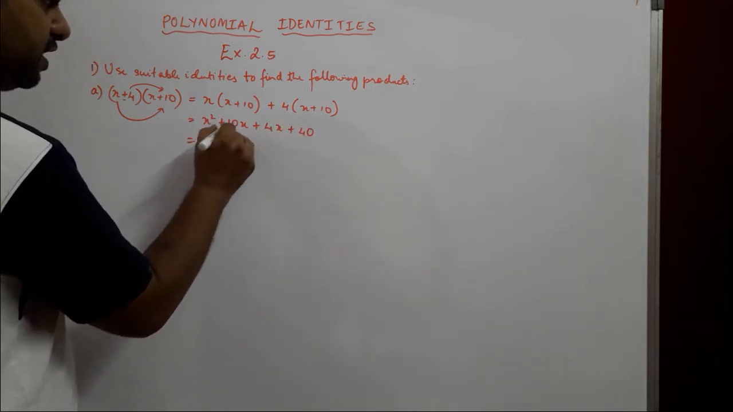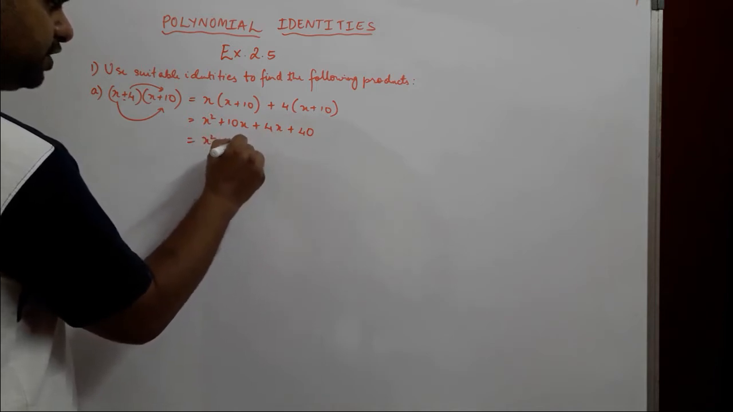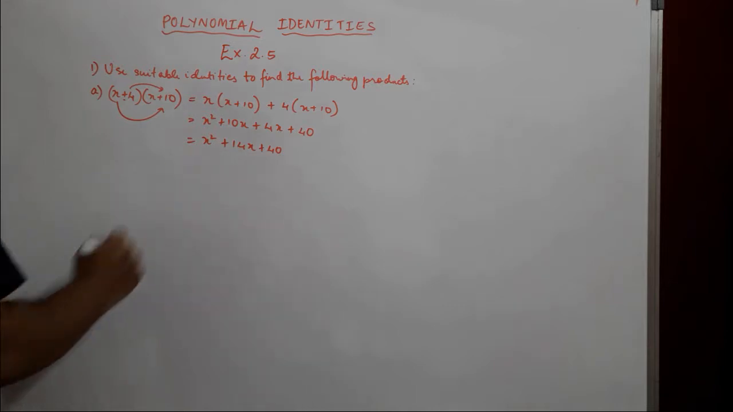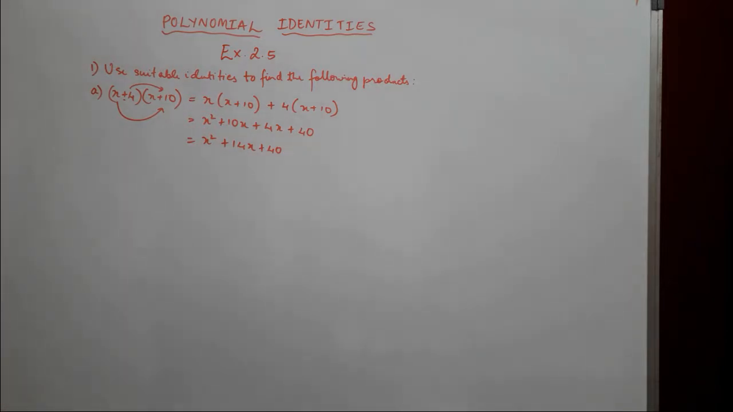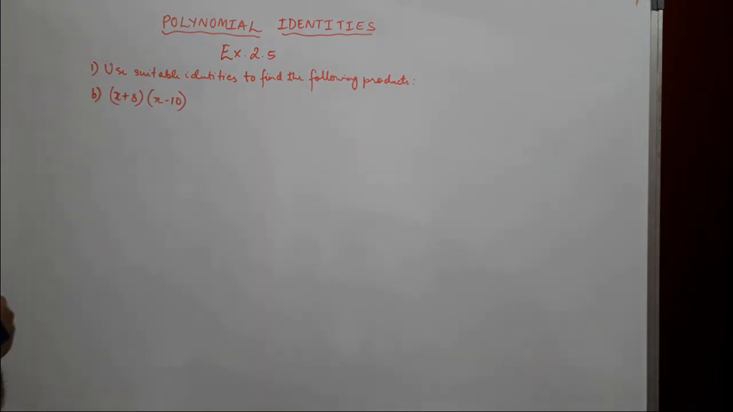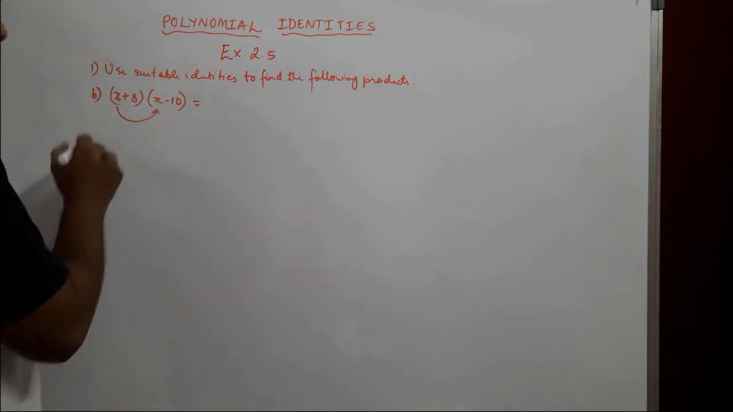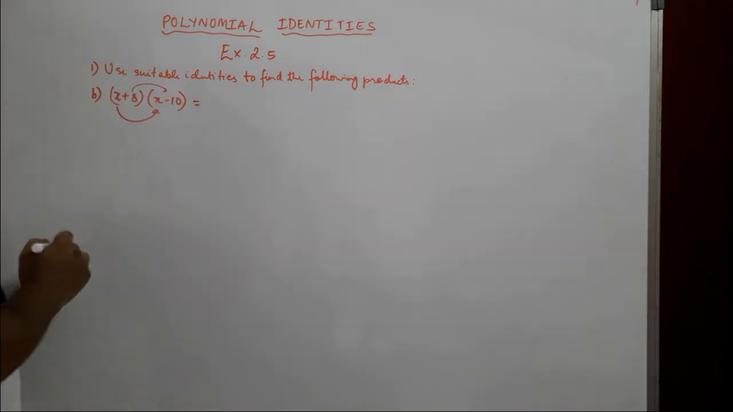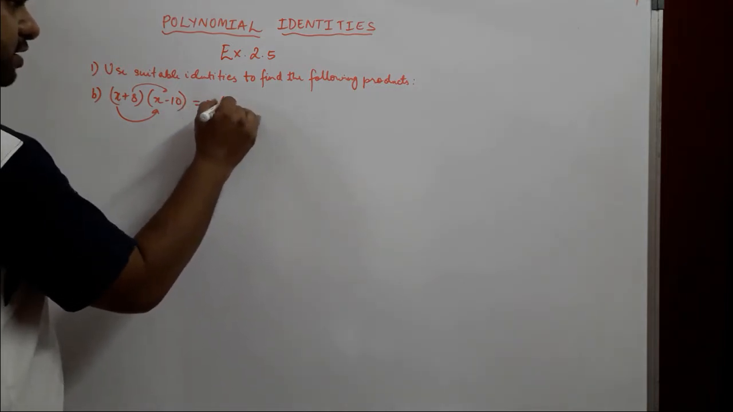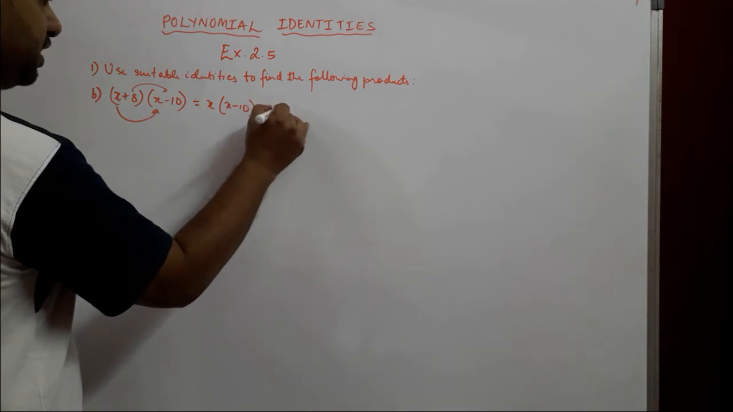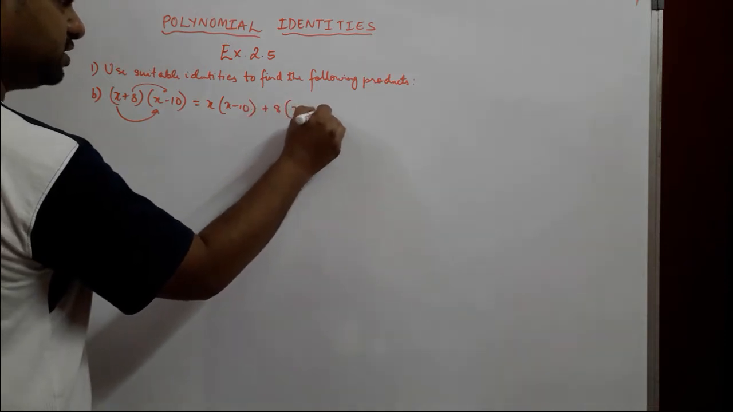X square, we'll add up 10x and 4x, we get 14x, and 40. So this is the answer, x square plus 14x plus 40. Let's go to the next problem. The next problem says x plus 8 into x minus 10. We solve it the similar way, x into this whole bracket and 8 into this entire bracket. So we get x into x minus 10 plus 8 into x minus 10.